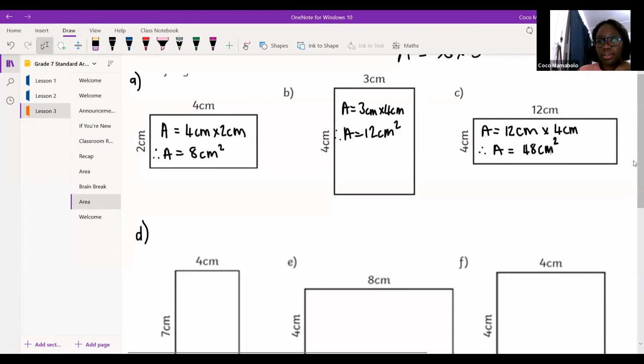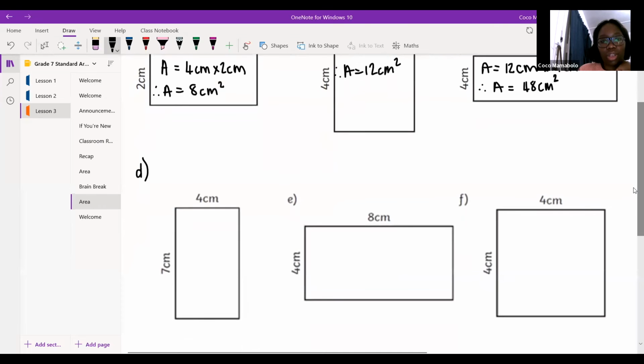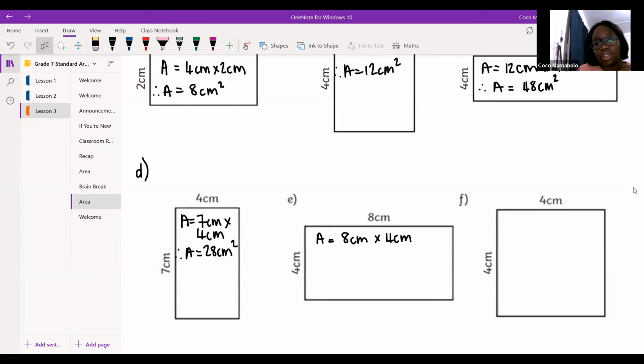All right. Let's move down a little bit. Area is equal to 7 centimeters times 4 centimeters. Therefore, area is equal to 28 centimeters squared. Quite easy stuff. Area is equal to 8 centimeters times 4 centimeters. Therefore, area is equal to 32 centimeters squared. Okay. Area is equal to 4 centimeters times 4 centimeters. Therefore, area is equal to 16 centimeters squared.